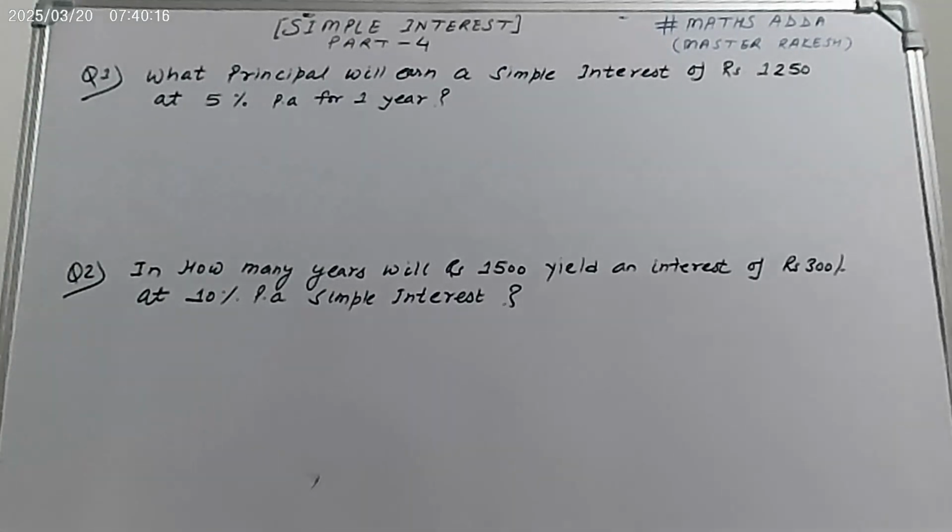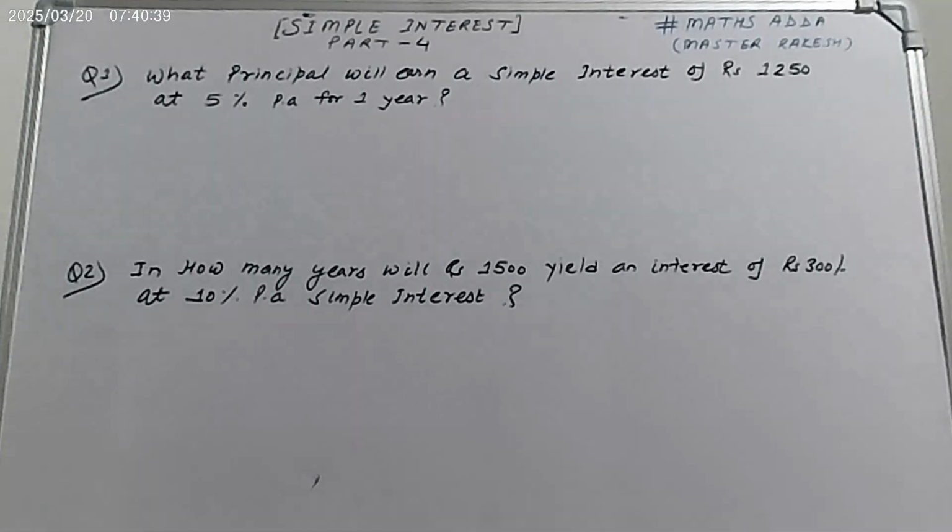There are two questions. This is simple interest part 4. The first question is, what principal will earn a simple interest of rupees 1250 at 5% per annum for 1 year? PA means per annum. So you have to find out the principal.